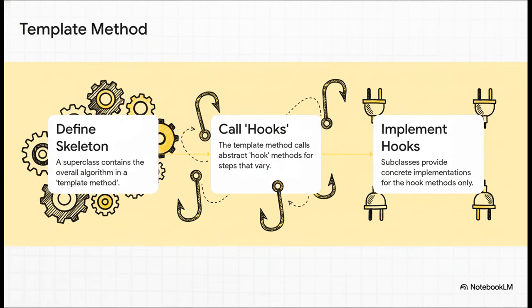Here's how it works. We define the overall algorithm, the skeleton, in one method, inside a base class. But for the parts that need to change, we define these abstract methods, or hooks. You can see them on the slide. They're basically just placeholders. Then our subclasses can come in and provide their own specific implementations for these hooks. They're effectively plugging in their unique behavior without ever touching the main algorithm structure.